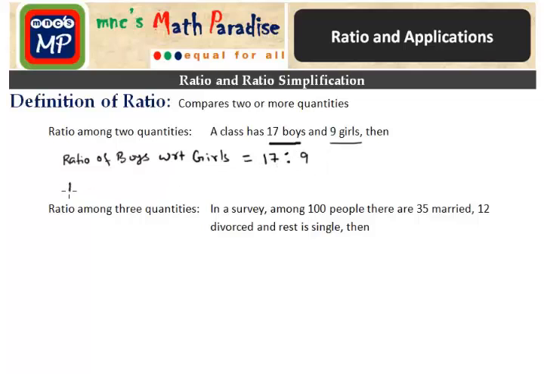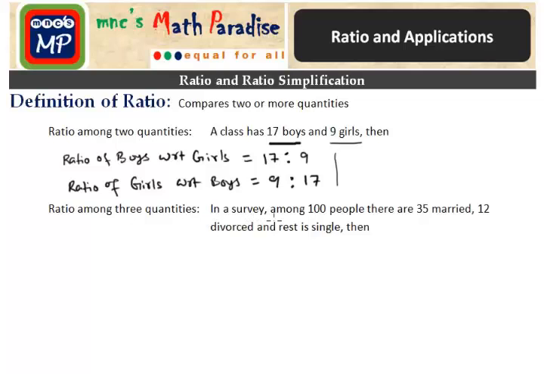But if we write ratio of girls with respect to boys, then the number of girls, that is 9, will come first, and the number of boys 17 will go next. So this is how we write the ratio between two quantities. Let us see another example here.